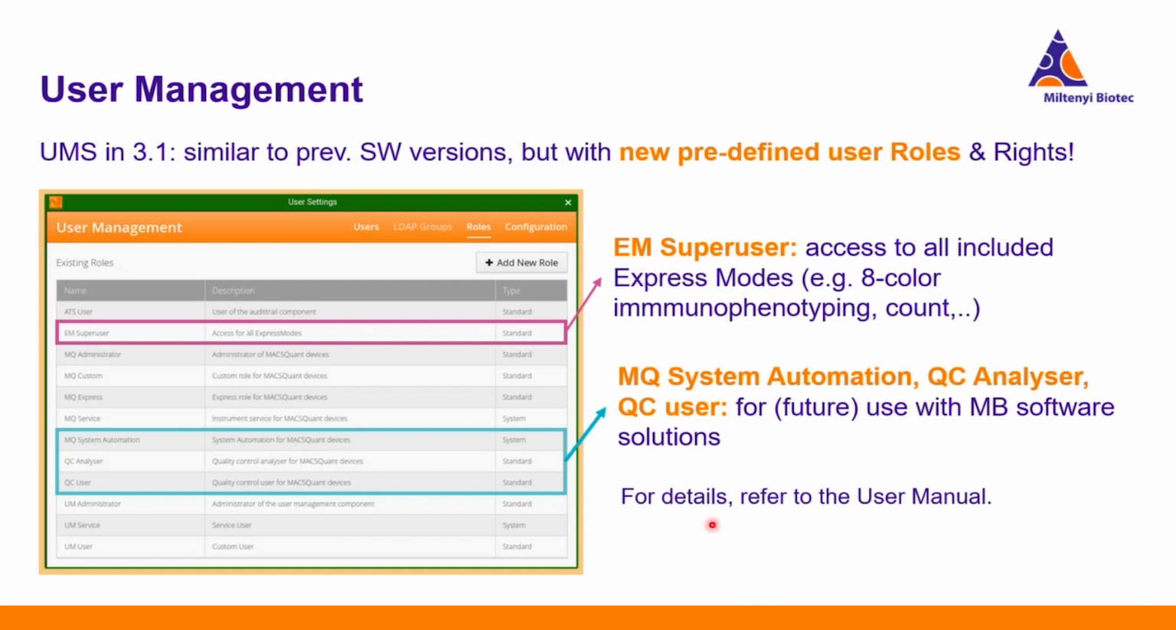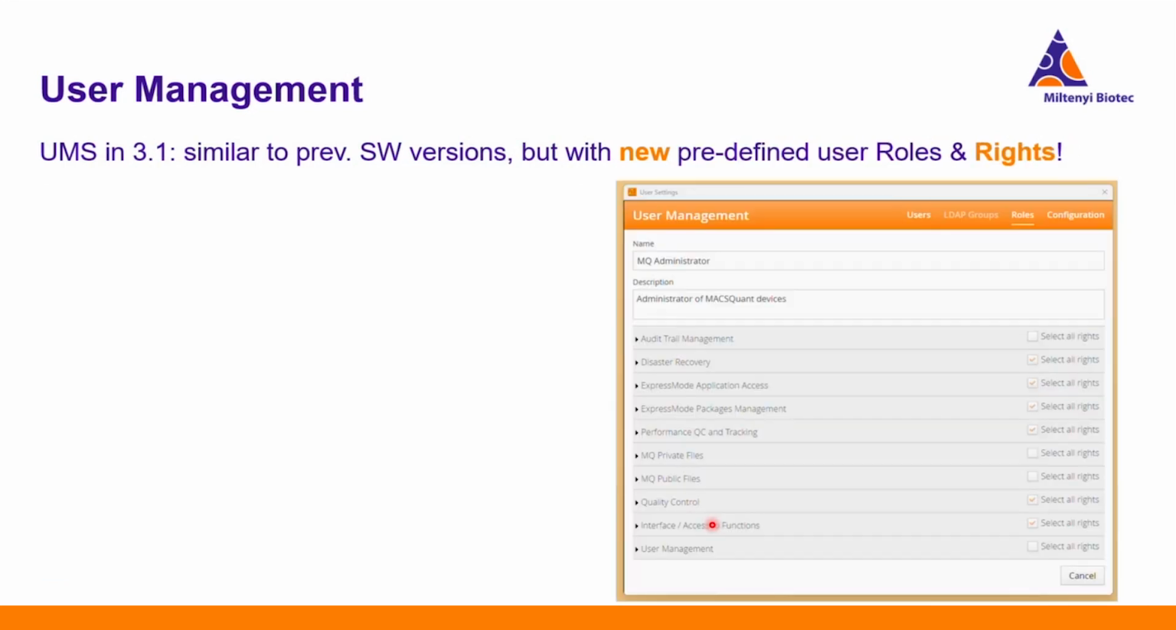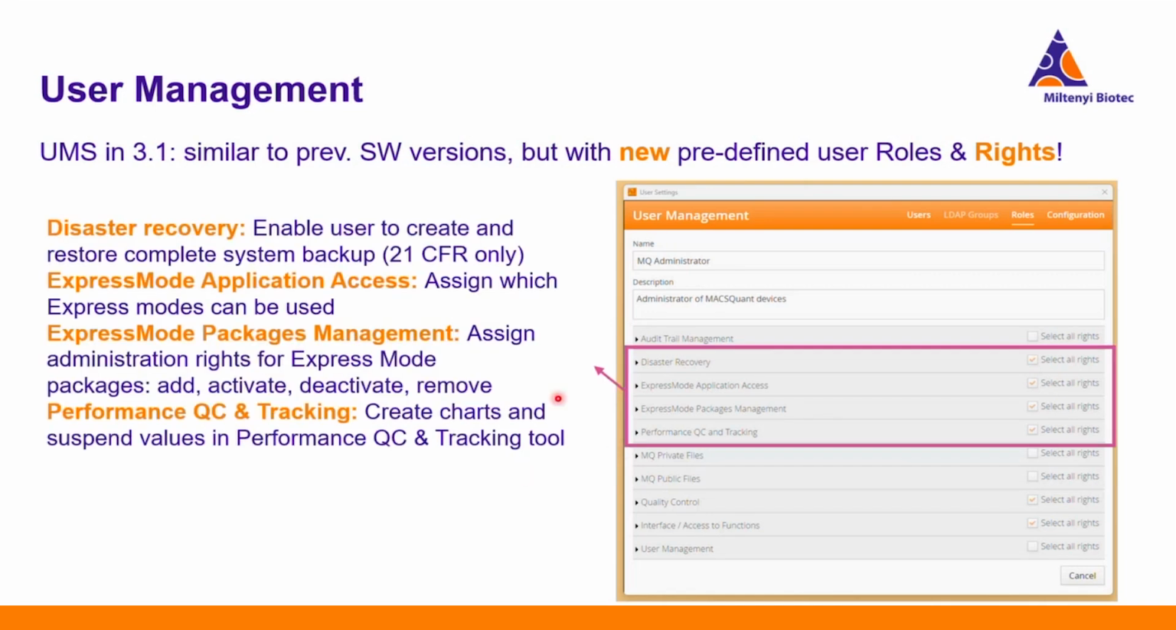And for details, please have a look at the user manual. I want to show you this long list of rights, which has now also expanded, so it's more granular. You have rights for the disaster recovery. This is a 21 CFR only feature. You can very individually assign which person has access to which express mode.